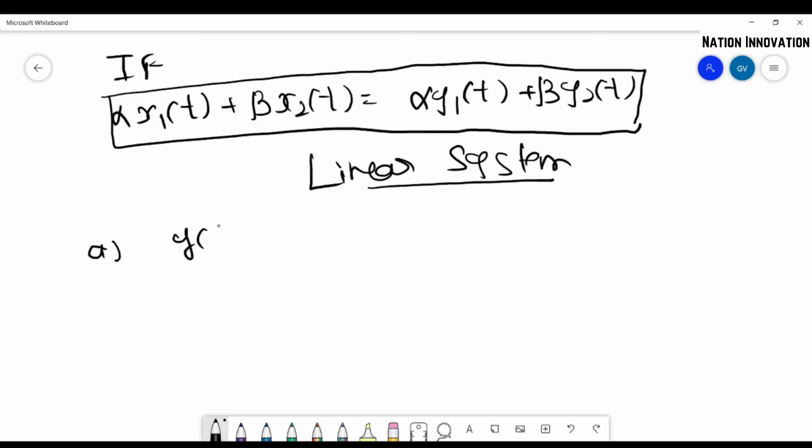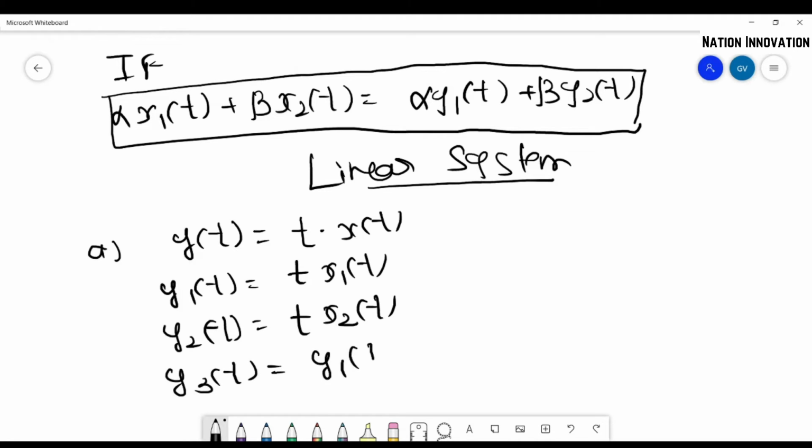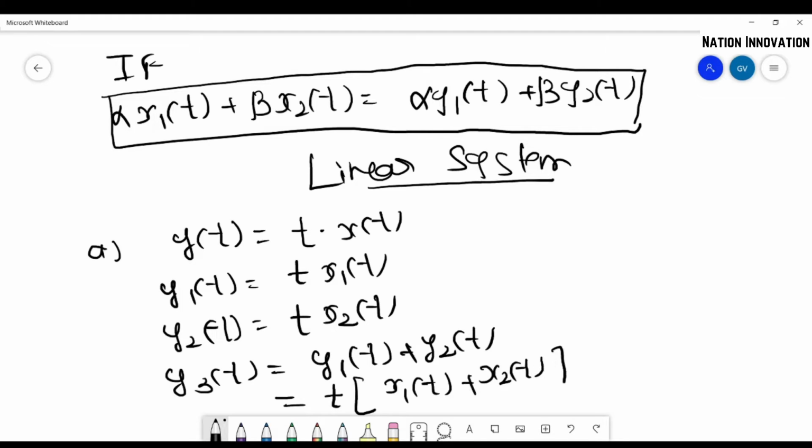Now let's take an example to understand this linear system. Let's take y of t equal to t times x of t. So y1 of t will be equal to t times x1 of t, and y2 of t will be equal to t times x2 of t. If I take y3 of t, which is y1 of t plus y2 of t, I'll get t times x1 of t plus x2 of t. Take this as equation number 1.